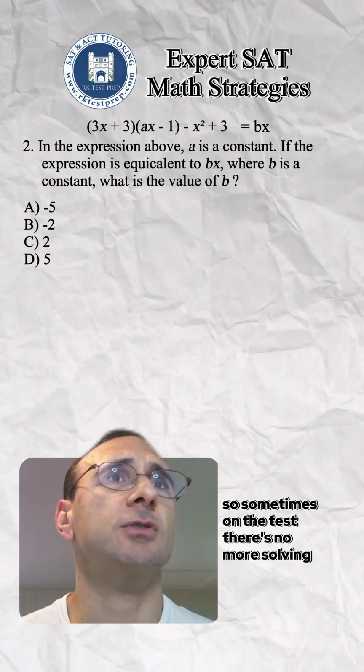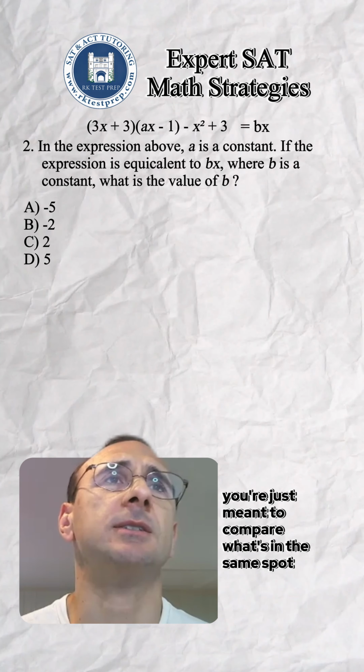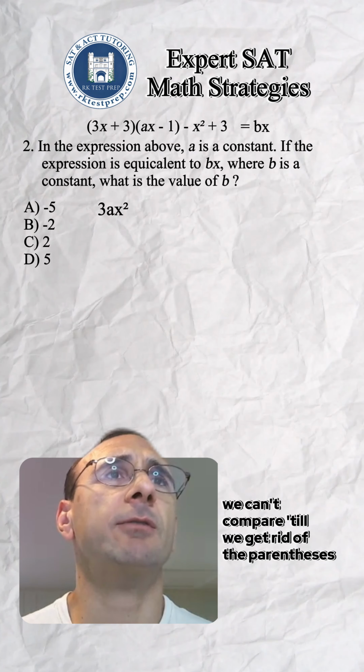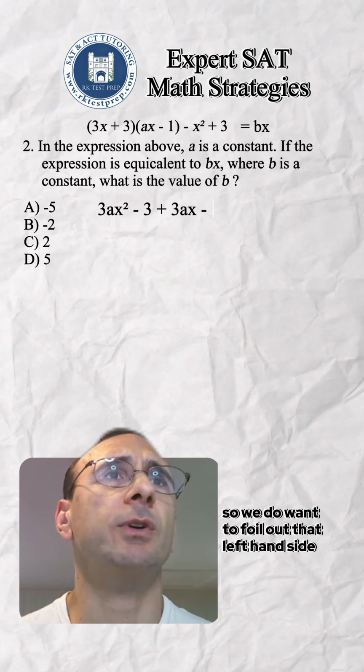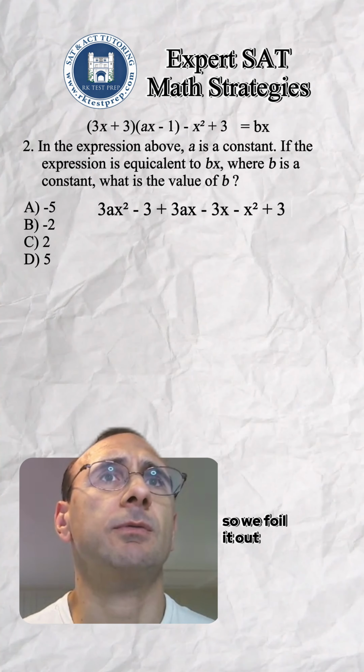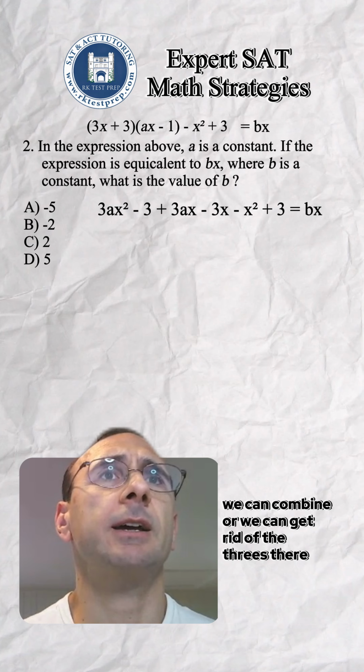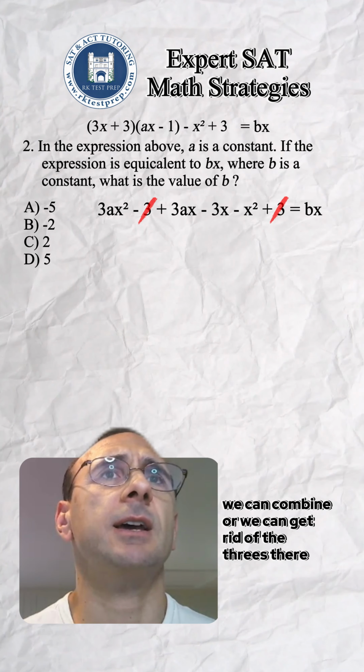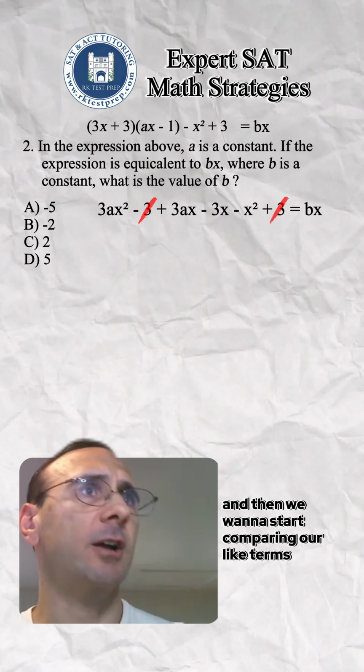So sometimes on the test there's no more solving. You're just meant to compare what's in the same spot. We can't compare till we get rid of the parentheses, so we do want to FOIL out that left-hand side. So we FOIL it out. We can combine, or we can get rid of the 3's there. And then we want to start comparing our like terms.